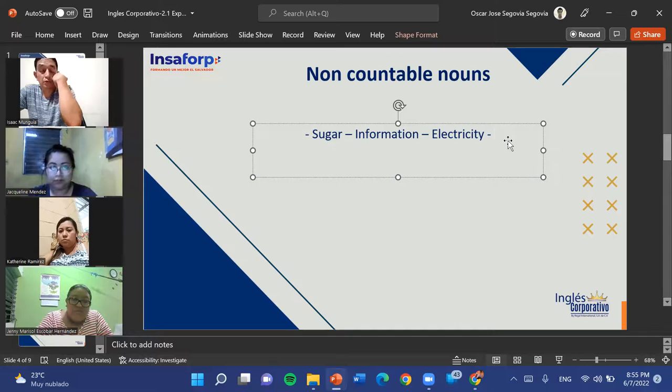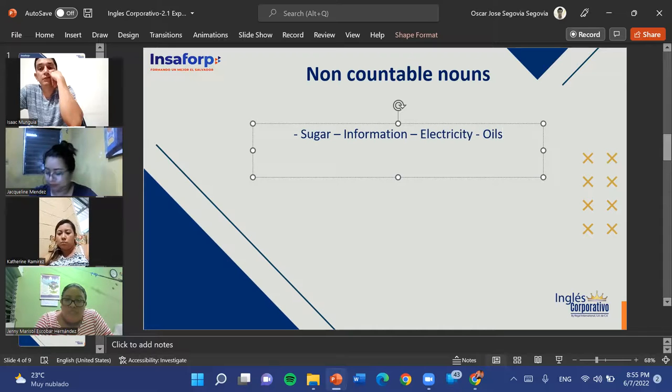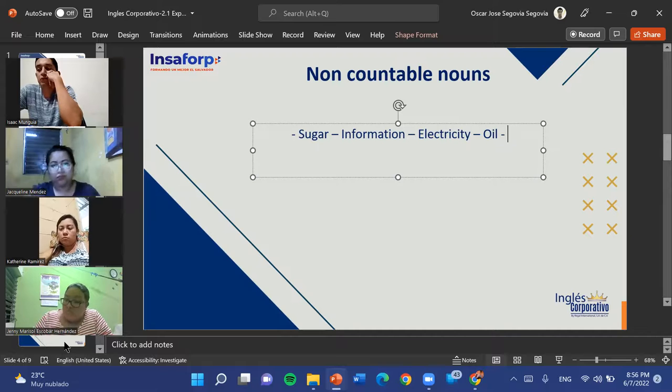Oils. Oils, yes, all kinds of oils. Ahora, vamos a dejarlo solo como oil, ¿sí? Para que no se nos compliquemos, pero sí, todos los aceites son incontables. O sea, se dice aceites porque existen diferentes tipos, ¿sí? Por eso se dice aceites. Pero sería solamente oil para hablar acerca, ¿verdad? Lo que es en sentido del incontable. Catherine.